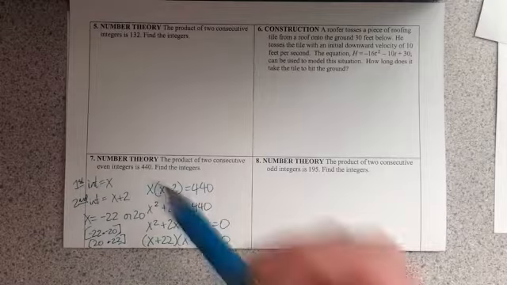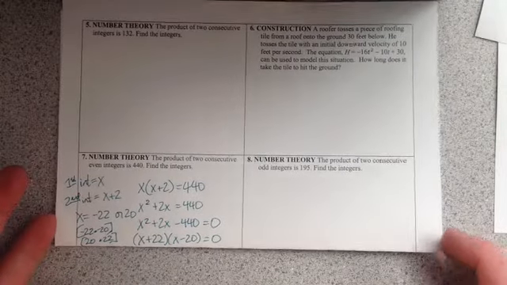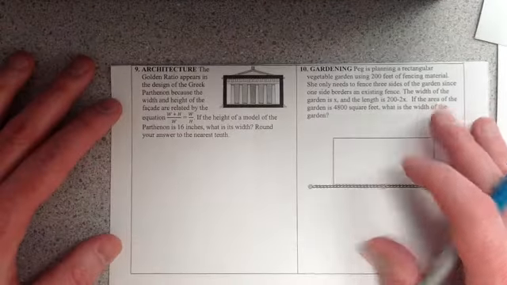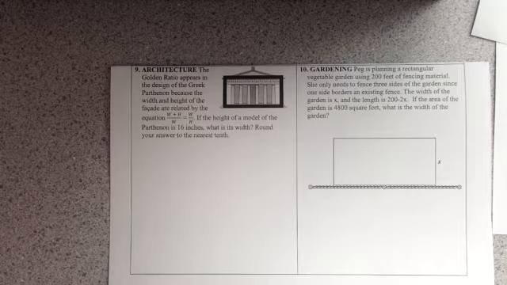Okay? So again, using that number theory, figuring out what the first integer is, and then what is the next integer to get where you're going. Let's look for the last one that we're going to do somewhat together, which is number 9. Right here. And it says the golden ratio appears in the design of the Greek Parthenon because the width and height of the facade are related by the equation (w plus h) over w equals w over h. If the height of the model of the Parthenon is 16 inches, what is the width? Round your answer to the nearest tenth.